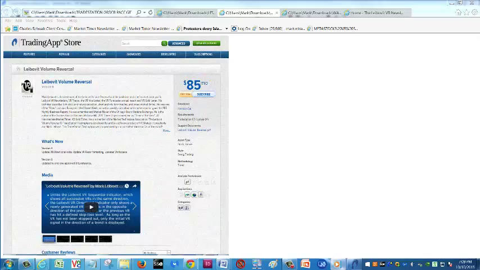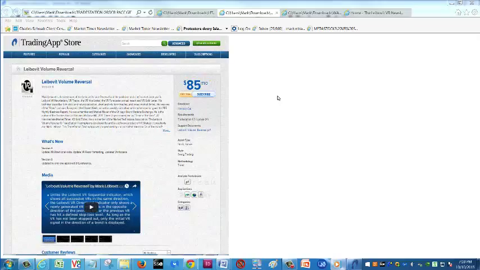It's Monday, October 12th, and this is a Leibovit VR tutorial here on TradeStation. You're looking at the trading app store, and as you can see, we have the Leibovit Volume Reversal available on a free trial. Afterwards, it's $85 a month, though we are going to be raising the price to $95.